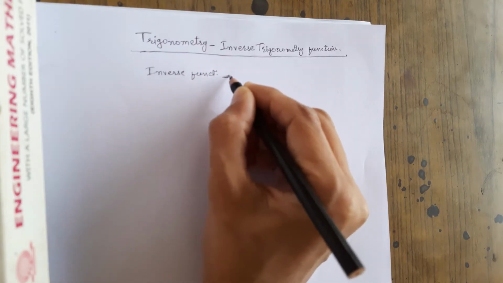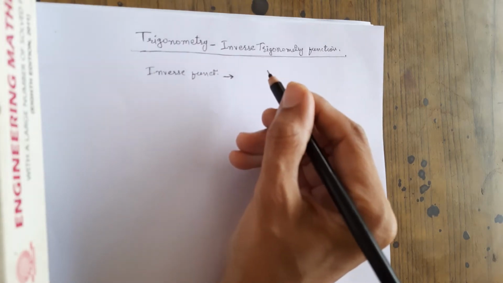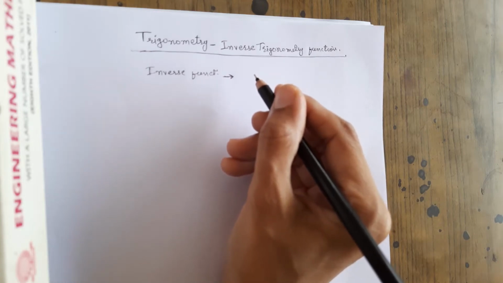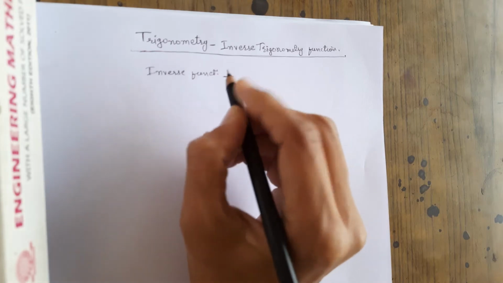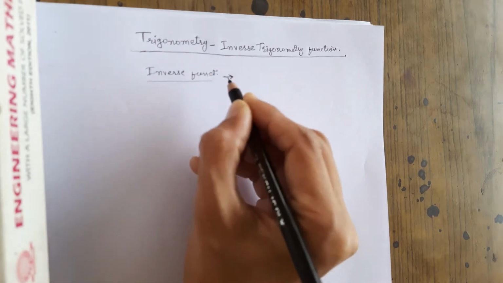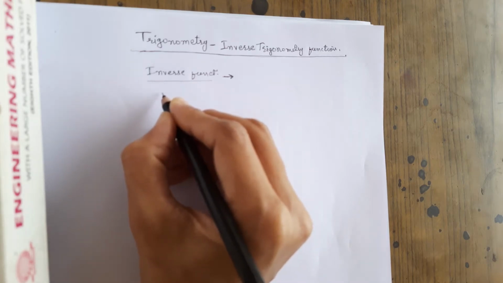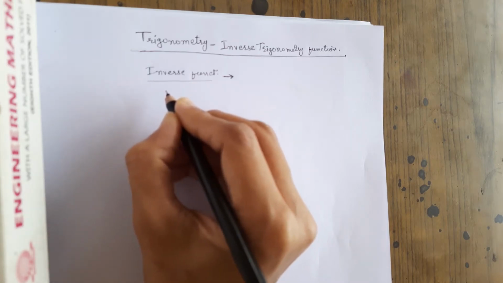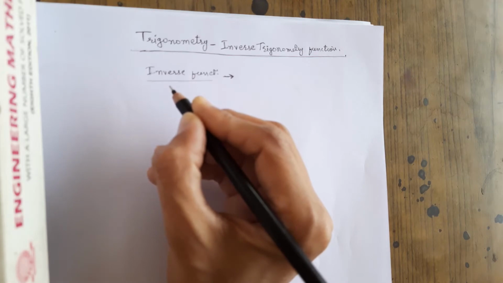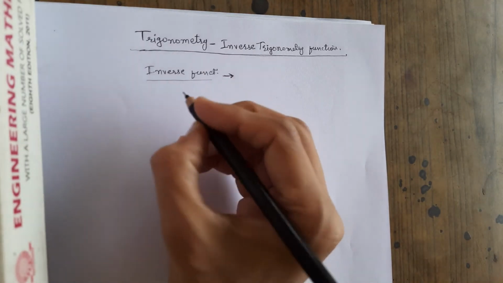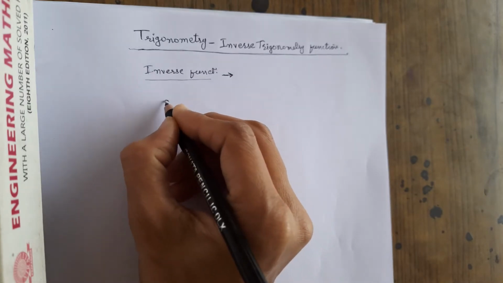For the inverse function to exist, the function should be one-one and onto. What one-one and onto functions are, we are going to discuss in the next chapter. But right now, just understand that the inverse of all trigonometric functions does not exist, but if we restrict the domain of the function, then we are able to find the inverse of the function.